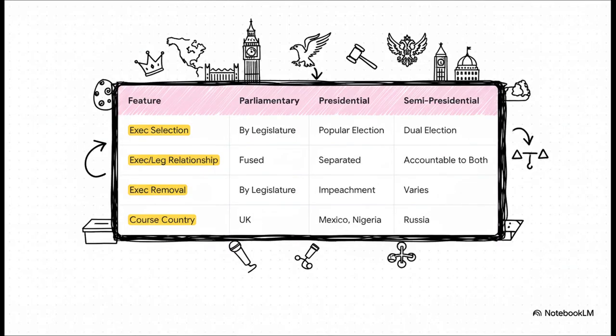Okay, if there's one thing to really focus on, it's this table. It lays it all out. Look at how the executive gets picked. Parliamentary? The legislature does it. Presidential? The people do it. And semi-presidential? It's a mix. And look at the relationship between the branches. It goes from fused to separated to that weird dual system. And check out how you get rid of a leader, a simple vote of no confidence versus a super difficult impeachment process. This table just perfectly shows the different trade-offs that each system is making.